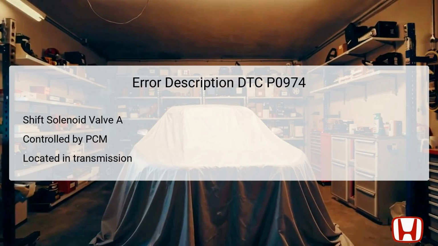Any electrical issues, such as broken wires or poor connectors, can cause this fault, emphasizing the importance of thorough electrical circuit inspection during troubleshooting. It is also essential to remember that this code cannot be attributed to mechanical failures within the transmission itself, which is a common misconception.